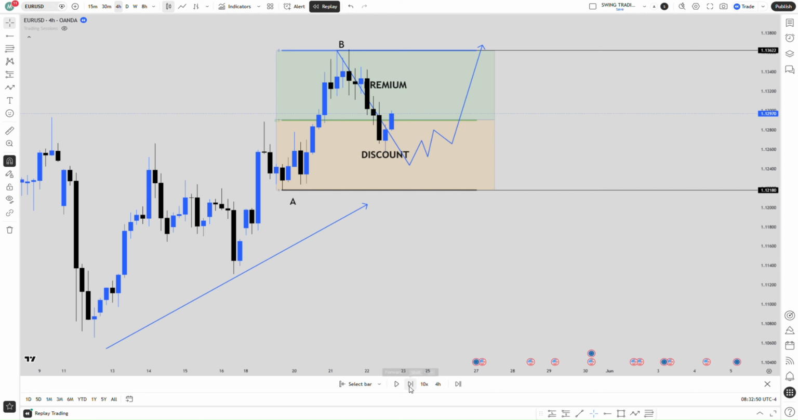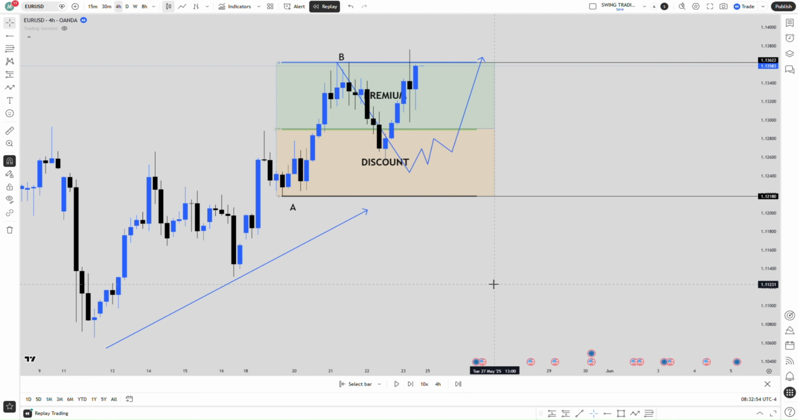Market went back into the discount zone, then started pushing up to continue the trend. So how do we use this to our advantage? Like I said, we know that we should expect a pullback into the discount zone, then a push from there. So what we just need is to look for things like order blocks in that discount zone.